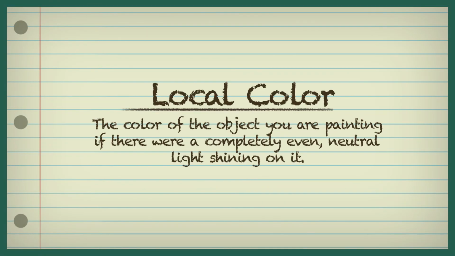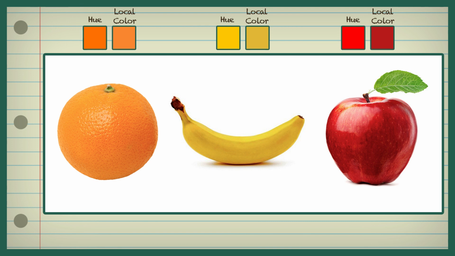Local color. This one's pretty simple. It's the color of the object that you are painting if there were a completely even neutral light shining on it. You can look at most objects and say, hey, that's yellow, or that's purple, that's the local color. Just try to remember that it's not quite as simple as calling something out and saying it's orange. You need to consider the saturation now too.